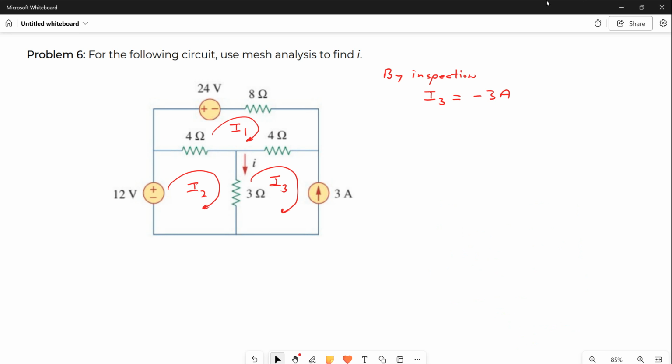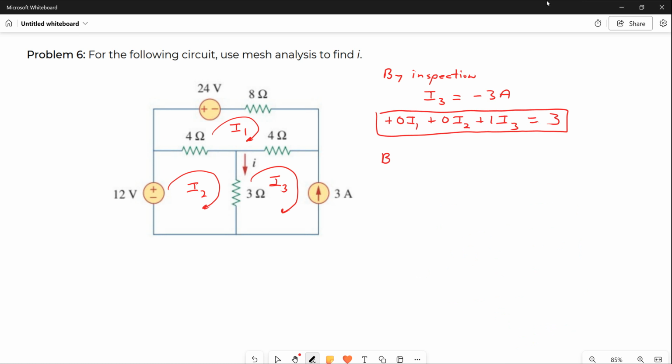So I can see I3 is equal to a minus 3 amps. Right away, I want you to look at that and get that in a standard form. You know you're going to have an I1, I2, and an I3. So I'd say 0 I1 plus 0 I2 plus 1 I3 equals minus 3. There's my first equation, and it's in a standard form, see?